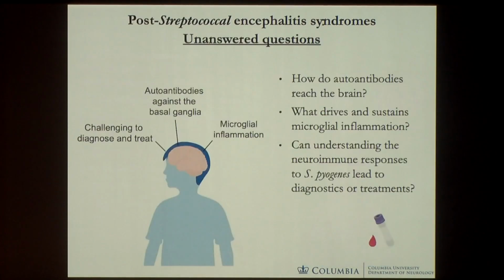So my lab has been interested in this for a while, initially driven by the interest of very desperate parents trying to figure out what's happening with their children. And some of the key questions that we've been interested in for a while in the lab to understand about these disorders are: how do antibodies reach the brain? What drives and sustains microglial inflammation? And then, if we develop tools to understand the neuroimmune responses, can we then develop treatments or diagnostic tools? This disease really needs them.